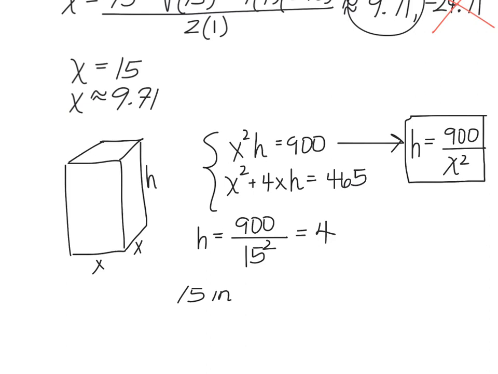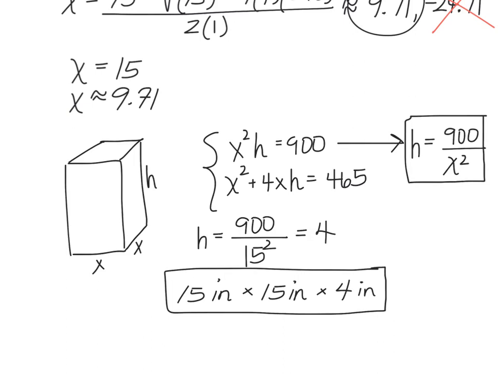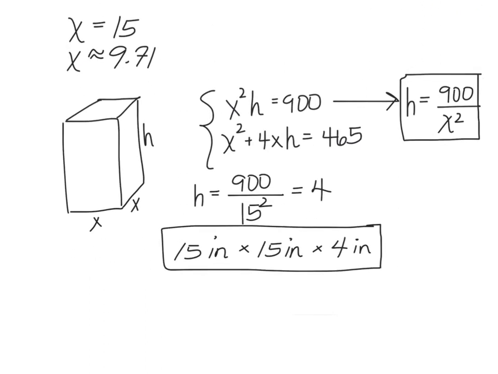So that would be 15 inches by 15 inches because the base was a square. So x was 15, and when x is 15, the height was 4. So that would be a 4-inch height. So here is one set of dimensions that will certainly work. A 15 by 15 by 4-inch box will satisfy these requirements. But it turns out, this is kind of a special case, we also have another value that's going to work.